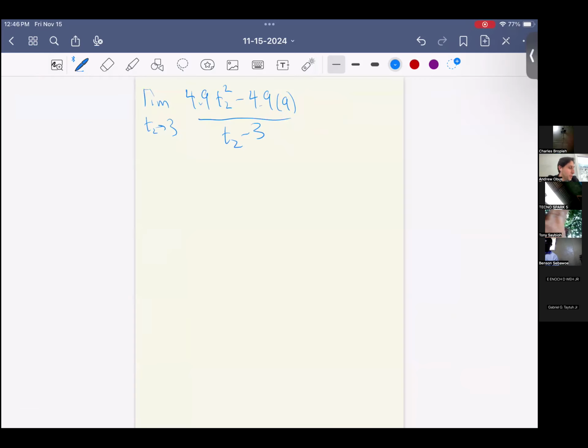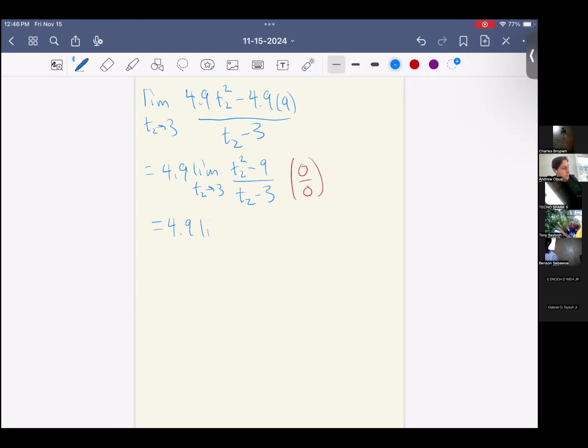So let me just do this limit quickly. I'm going to pull out a 4.9. This is 4.9 times the limit as t2 approaches 3 of (t2 squared minus 9) over (t2 minus 3). If you plug this in, you'll get 0 over 0. So you can ask it on the chat, Enoch, if you want to. So this over here looks like 0 over 0. So instead we factor.